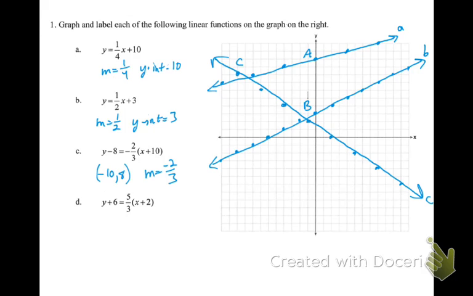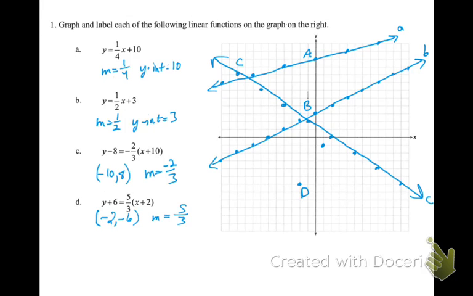Letter D is also in point-slope form, so the point for that line is at -2, comma, -6, and the slope of that line is 5/3. So I'm going to start at -2, -6, which is right here, and use the slope of up 5 over to the right 3. Up 5 to the right 3 is right there. By the way, I'm going to label that first point as point D, that way I know exactly where I started from.